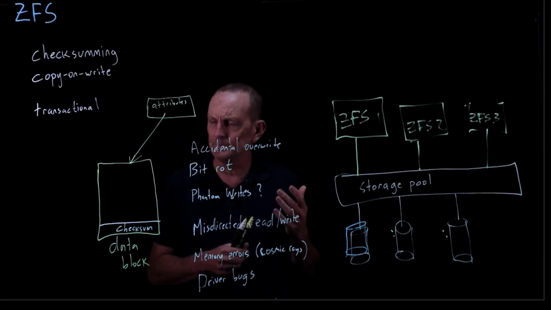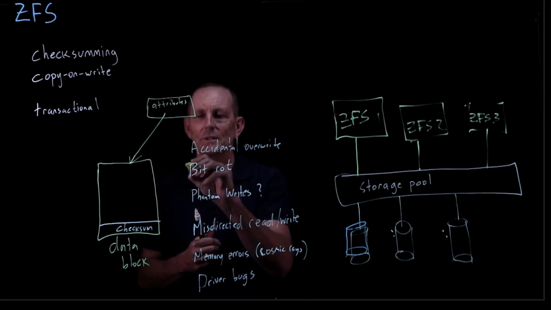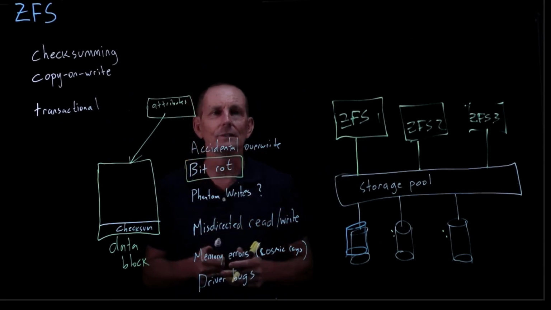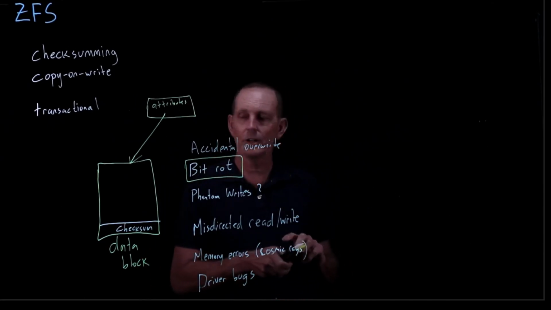So all that this internal checksum protects against, what is this case here? The bit rot. Let's look at an alternative. So the alternative is this.